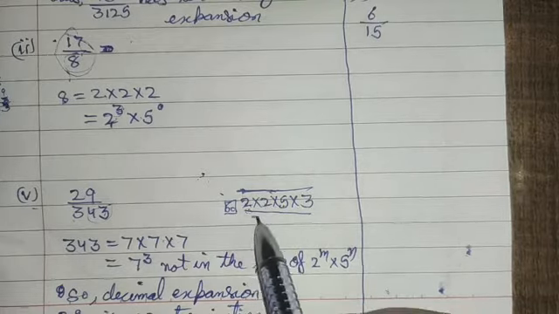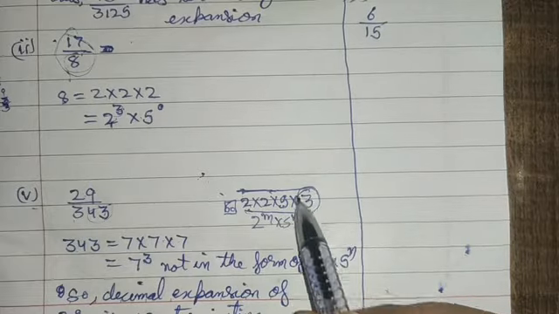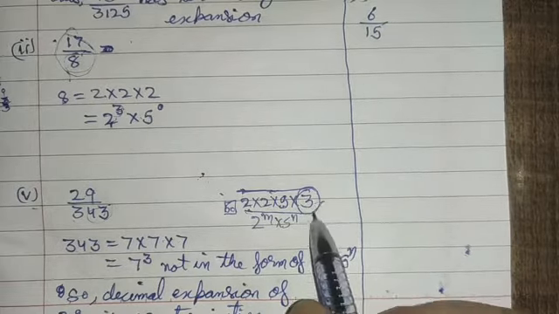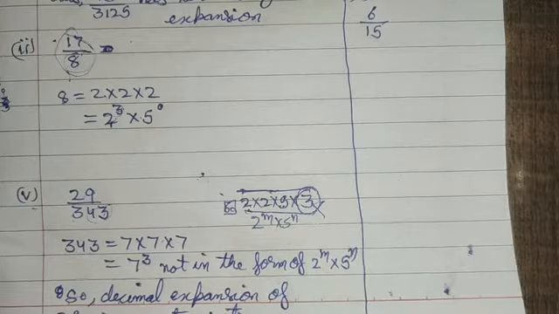Now if the prime factors are in this form, then it will have a non-terminating decimal expansion, because it is in the form of 2 raised to power n into 5 raised to power n, but 3 is also here. So this will not be a terminating decimal expansion. The prime factors of the denominator should not contain any number except 2 and 5 for a terminating decimal expansion.